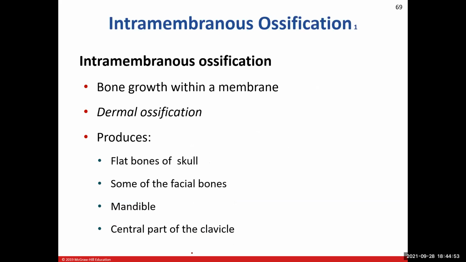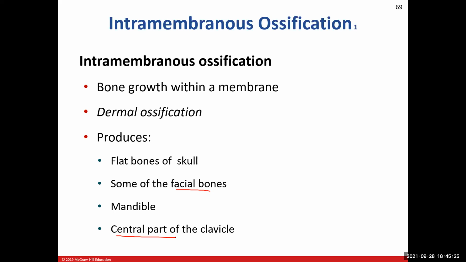Okay, so we call it intramembranous because this is going to occur within a membrane. And so we're going to see it a lot in your skull and quite a bit throughout your axial skeleton, some of the facial bones. Don't ask me why the central part of your clavicle undergoes intramembranous ossification, and then how the distal and proximal portions of the clavicle undergo endochondral. It's just one of those funny things.